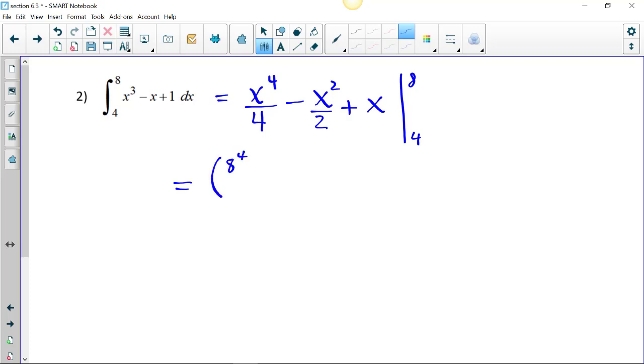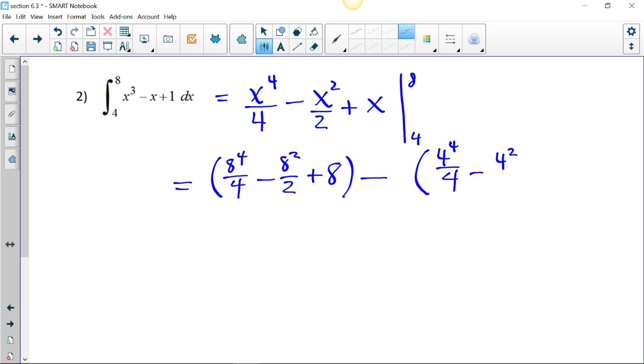So this is 8 to the 4th over 4 minus 8 squared over 2 plus 8. So I took that function, I substituted 8 in for x, minus, now I'm going to plug the 4 in. So it becomes 4 to the 4th over 4 minus 4 squared over 2 plus 4. Okay, so you've got to make sure that you get these expressions down to one single number before you subtract.